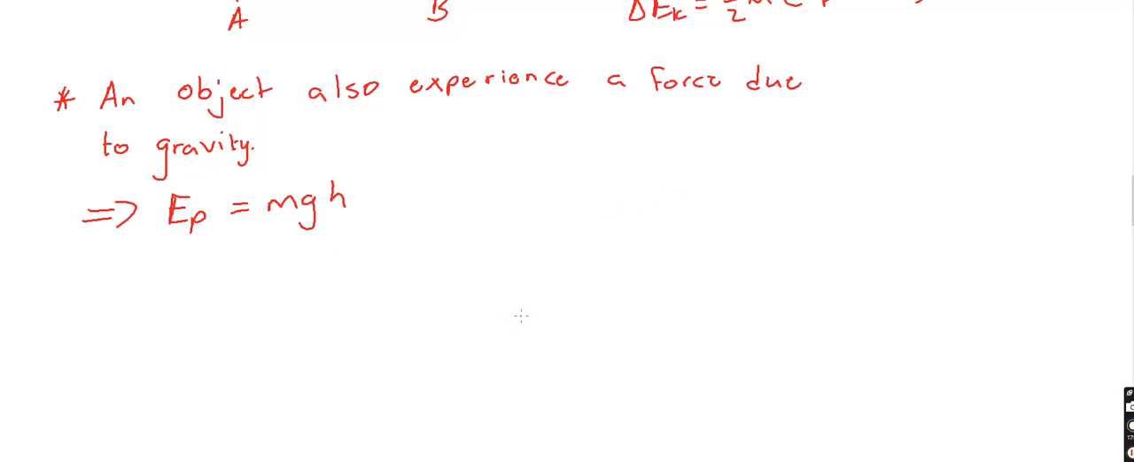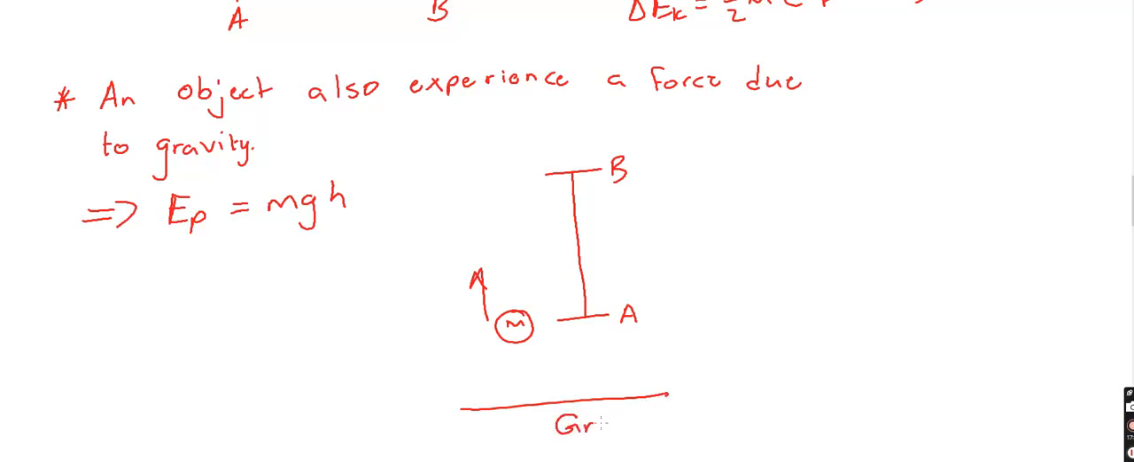Now let's suppose we are moving this object upwards. It has a mass m from point A all the way to point B, right? If this is the ground, the height from A to the ground is going to be called the initial height, and the height from B to the ground is going to be called the final height.